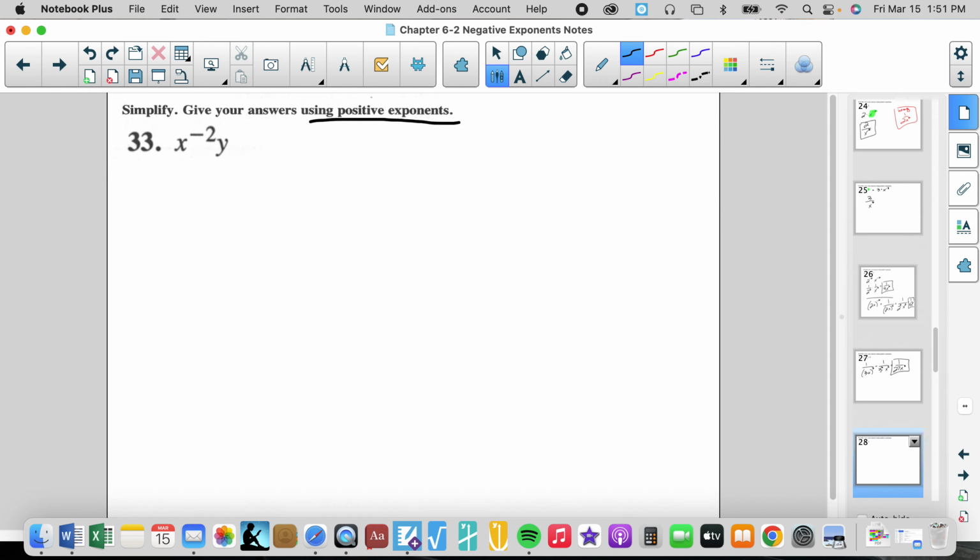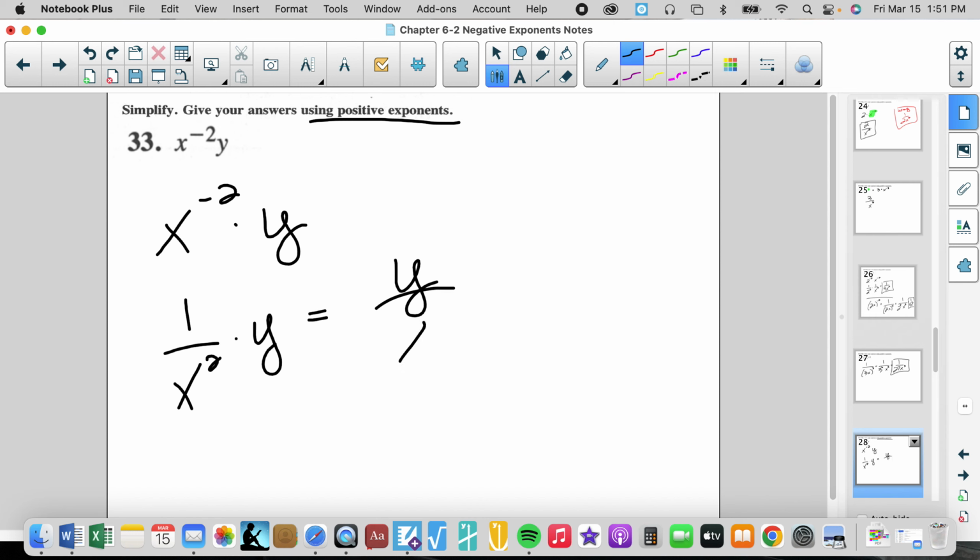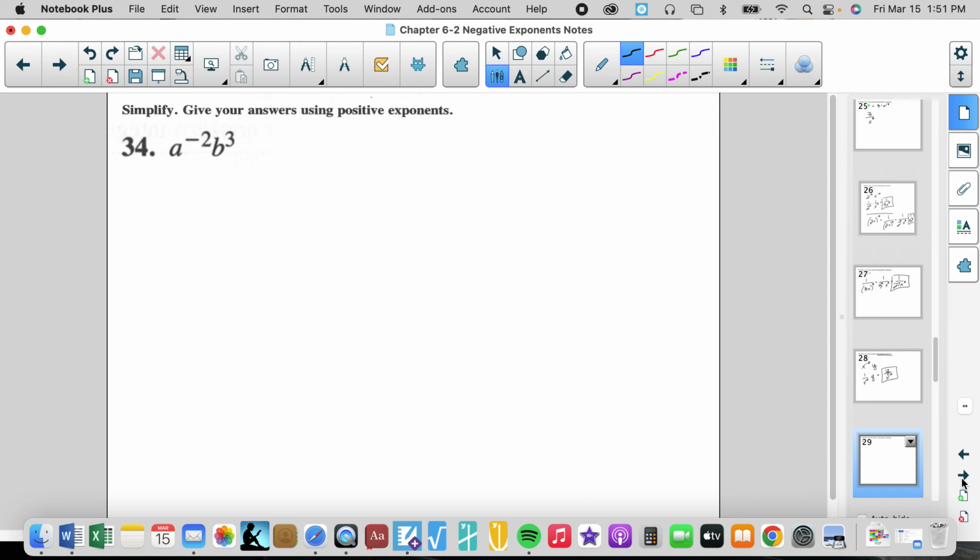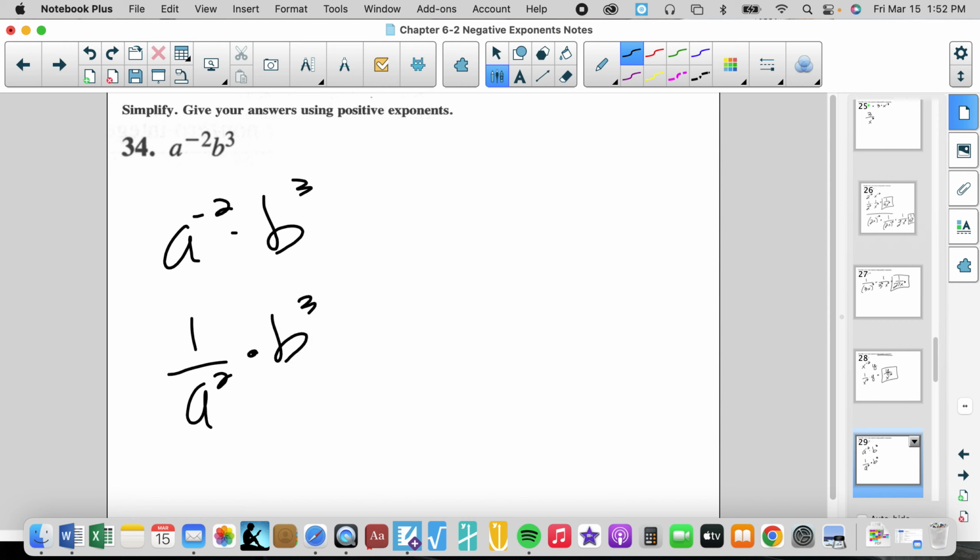Give your answers using positive exponents. So remember, I would look at this, and so I would write this as this, and that answer would be y in the numerator, x squared in the denominator. That's the only thing that has to move. Same thing here. I'd write this, I'd look at this in that manner, and we'd move the a to the negative 2 into the denominator. B to the third stays in the numerator, so we get b to the third over a squared.